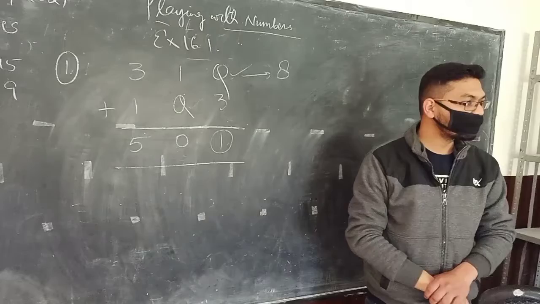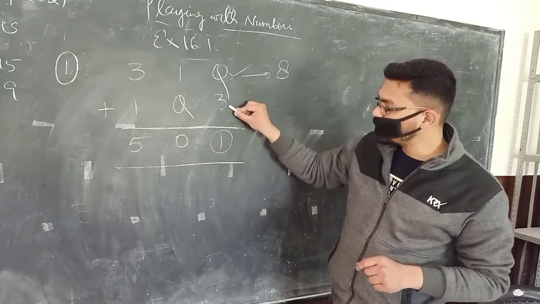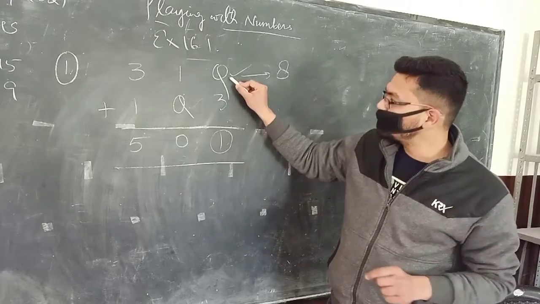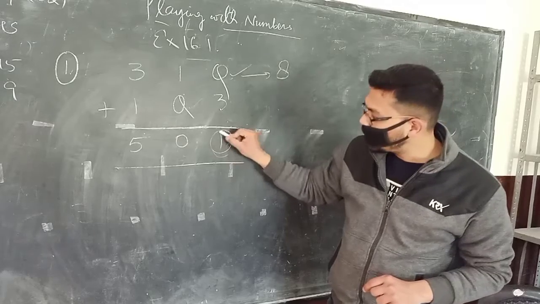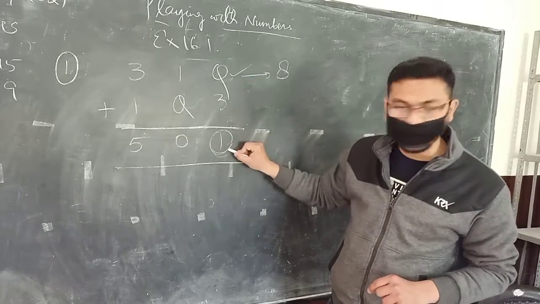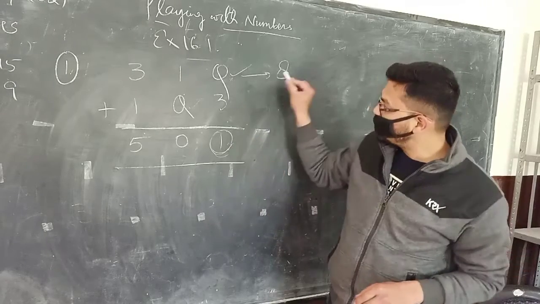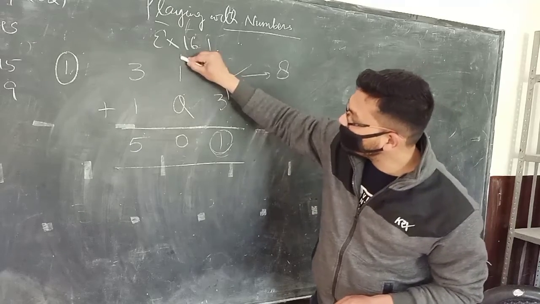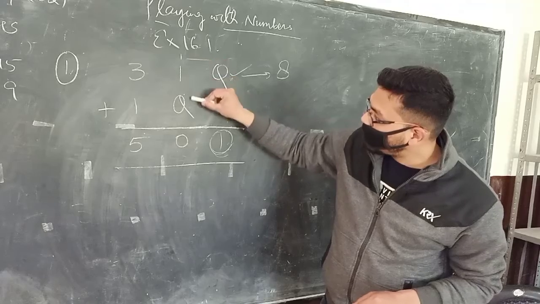Any doubt? Let's say Q is 1. 1 plus 3 should be 4, but here it is 1. Let's say you just put Q equals 2. 2 plus 3 is 5, but here it is 1. How do I get 1? I mean, what number should I add with 3 so that I get 1 here? 8, obviously. So 8 plus 3 is 11. So if this is 1, there is one carry 1, right?